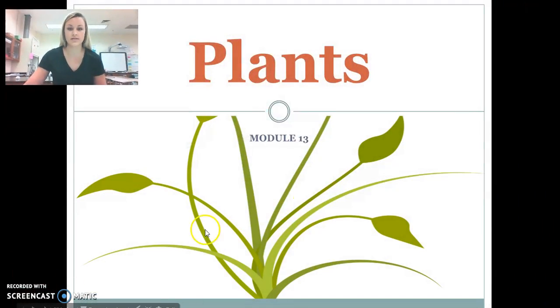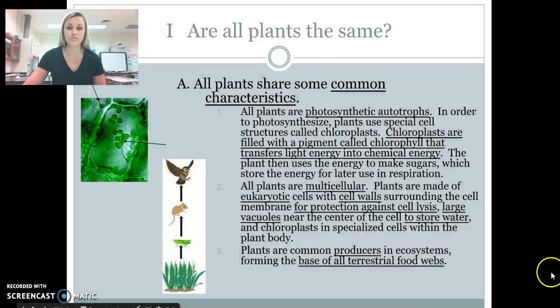The standard that we are addressing in this particular module is pretty much looking at how various organisms actually accomplish all of their life functions. Up to this point, we've talked about STRINER, we've talked about synthesis, transport, excretion, all of these different life processes. So now we're going to look at plants and really what's going on with them.